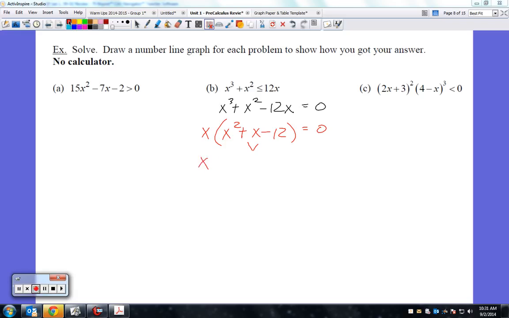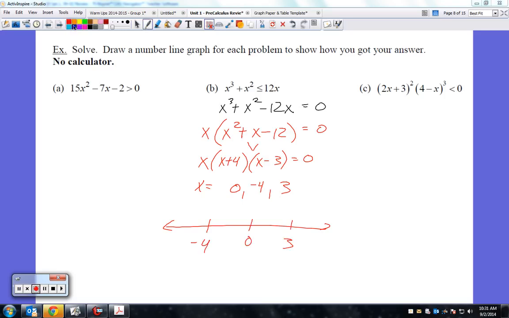And then anyone, what do these 2 become? Yep, x plus 4, x minus 3. All right, so good factoring in this class. Looking at this, I have 3 zeros. Anyone, what are they? 0, negative 4, and 3. Perfect. Going straight now to my number line. I have negative 4, 0, and 3. The difference between this one and the first one is that these zeros are going to be colored in. They are going to be closed.